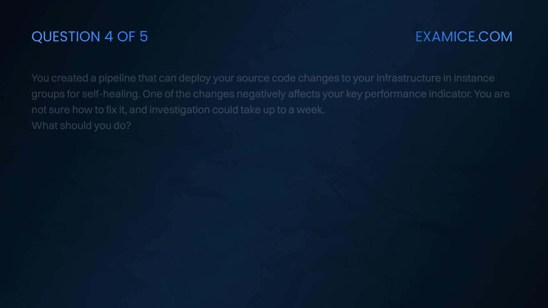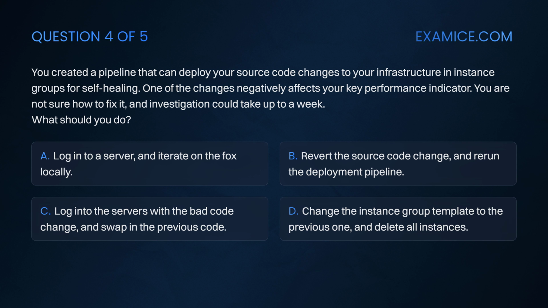Question 4. You created a pipeline that can deploy your source code changes to your infrastructure in instance groups for self-healing. One of the changes negatively affects your key performance indicator. You are not sure how to fix it. An investigation could take up to a week. What should you do? Option A, log into a server and iterate on the fix locally. Option B, revert the source code change and rerun the deployment pipeline. Option C, log into the servers with the bad code change and swap in the previous code. Option D, change the instance group template to the previous one and delete all instances.